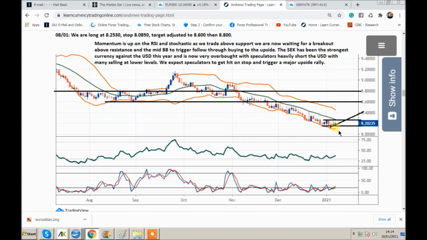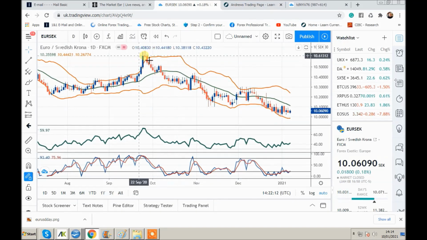And also, if we look at the SEK generally, I just want to look at it against the euro. It's done pretty well against the euro, hasn't it? So it's a bit stretched here as well. If the euro goes down on the USD, I'm looking for the USD to go up quicker on the SEK.